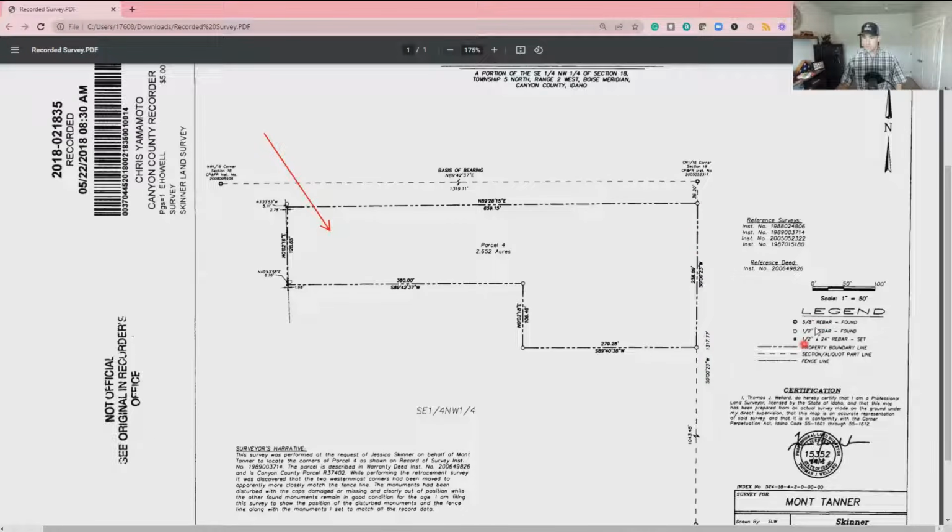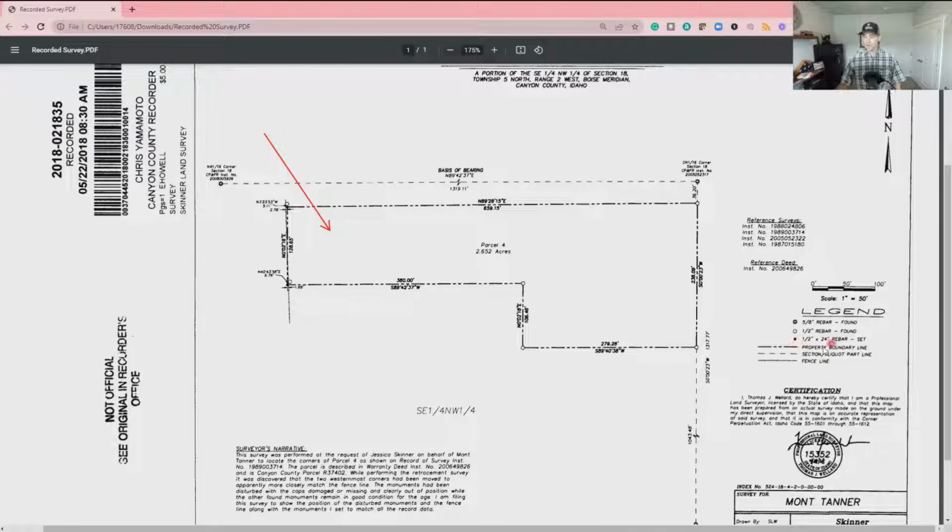So then this legend tells you that this particular mark here is a 5/8 rebar that was found. This one here is a 1/2 inch rebar found. And then this one is a 1/2 inch by 24 inch rebar set. So this would be if the surveyor actually set this pin or property monument. This would be what this mark would look like here.